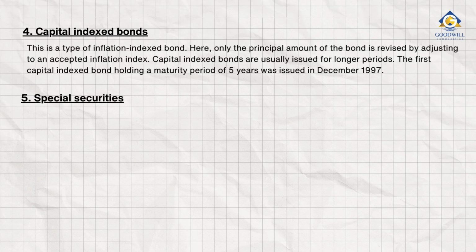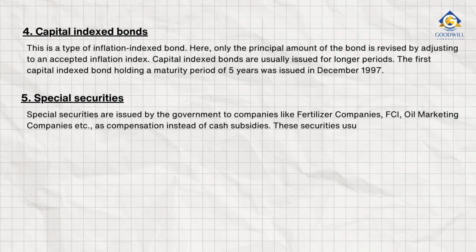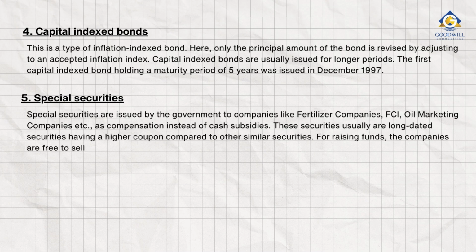5. Special securities. Special securities are issued by the government to companies like fertilizer companies, FCI, oil marketing companies, etc., as compensation instead of cash subsidies. These securities usually are long-dated securities having a higher coupon compared to other similar securities. For raising funds, the companies are free to sell these securities in the secondary market.